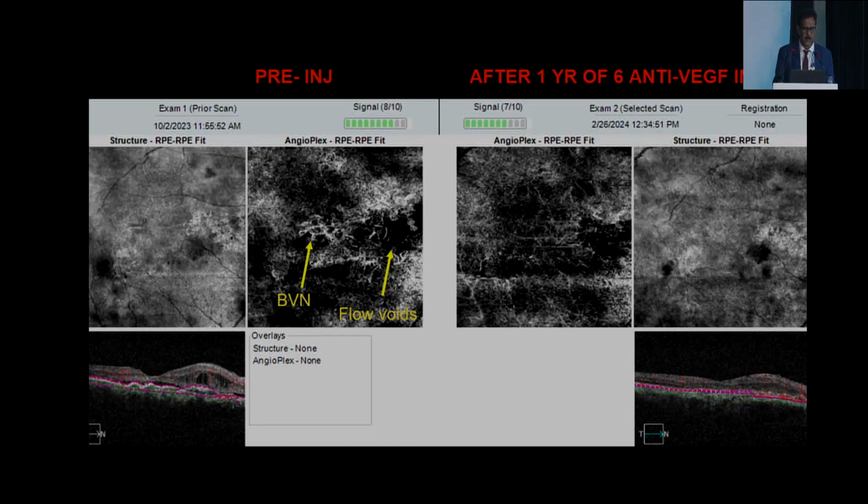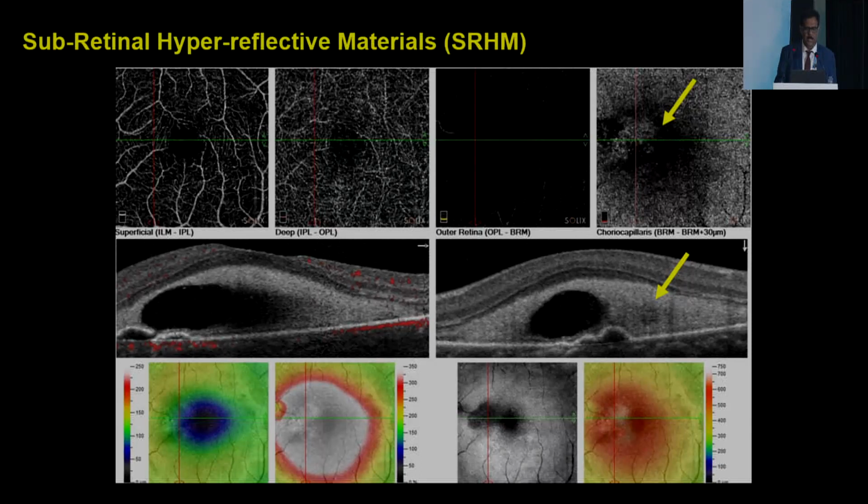Like in this pre-injection image, you can see the BVN as well as the flow void before injection. After giving 6 injections, after 1 year, you can see the BVN has almost disappeared, and the flow void areas have decreased a lot. This is subretinal hyperreflective material.